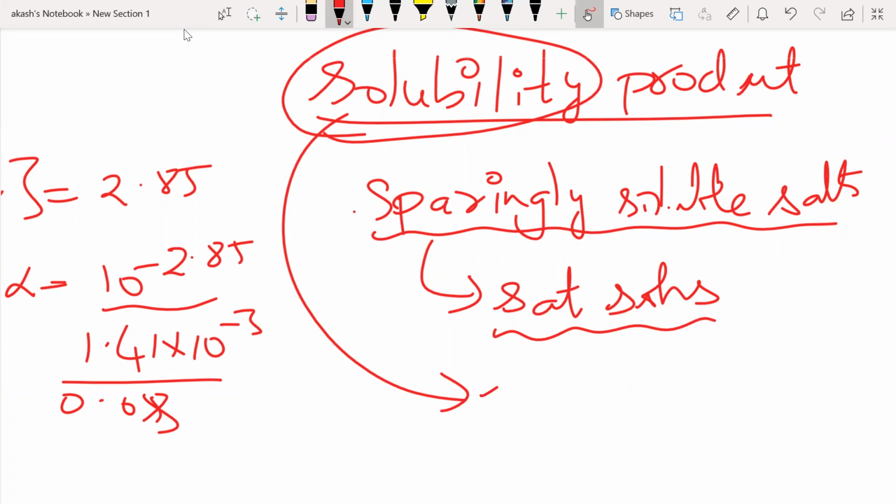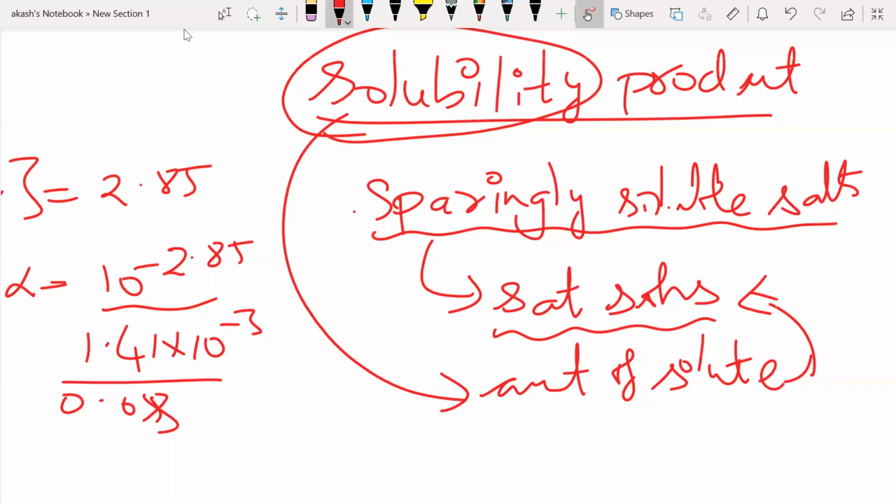So it's pretty simple. It is the amount of solute required to make a saturated solution in a given amount of solvent. Say I have 1 liter of solvent. So in that solvent, how much amount of solute I should add to make the solution saturated? That is what is called as solubility.